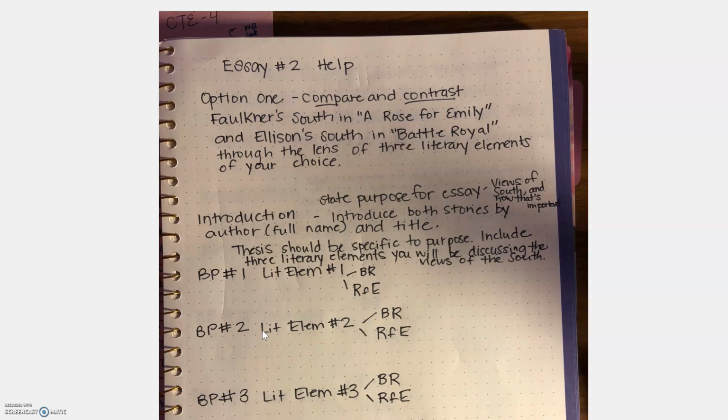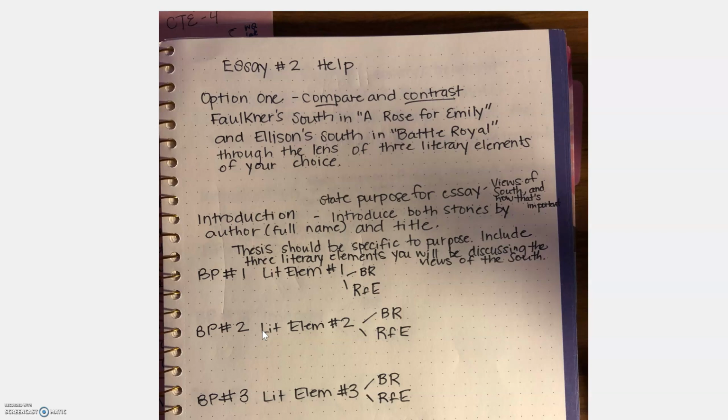South. And so then body paragraph 1 would be literary element 1, whatever that is, and you would first talk about Battle Royal and then A Rose for Emily. We talk about Battle Royal first because the author's last name is Ellison, and you always want to maintain the same order that you put forth in your works cited. So when you talk about them in your introduction, you do the same thing, and then you also follow that same layout when you talk about them in your essays. It creates a better, more cohesive flow for your essay.